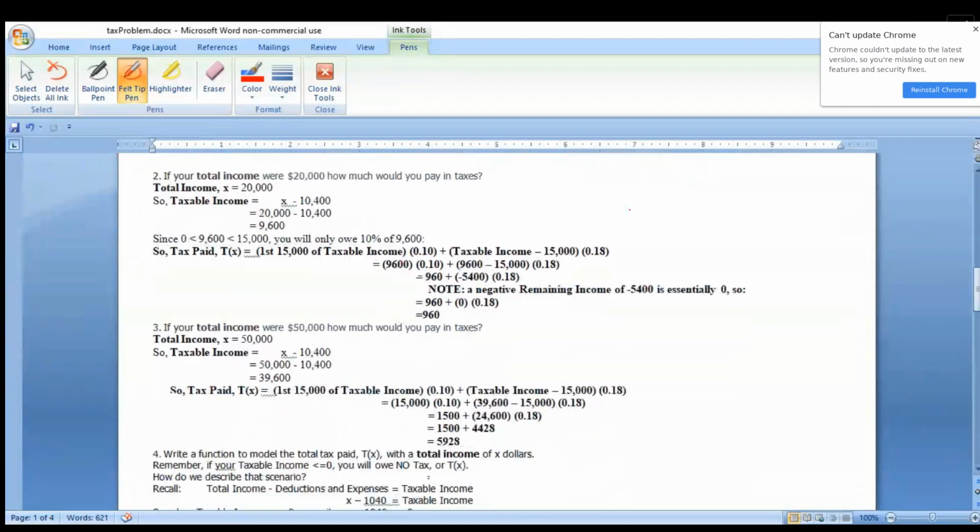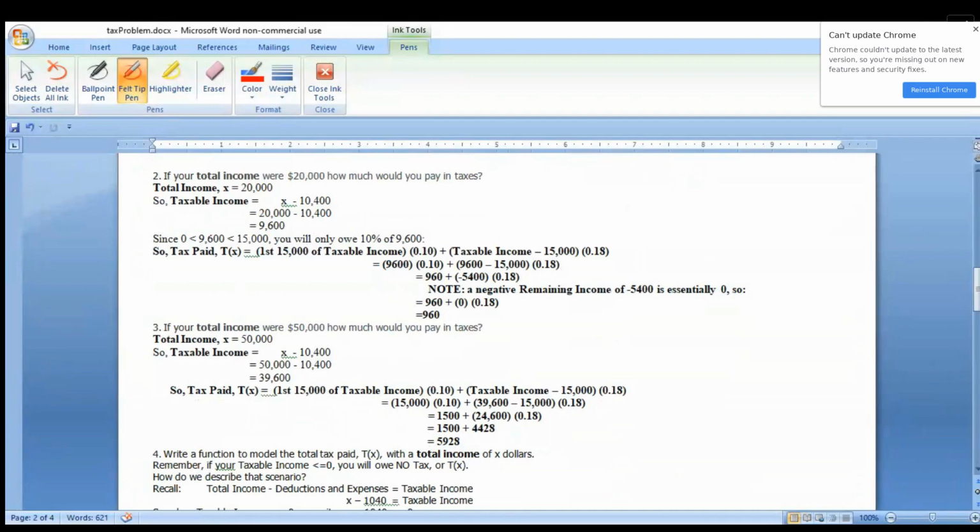So number 2, if your total income were 20,000, how much would you pay in taxes? Total income X is 20,000. So the taxable income is 20,000 minus 10,400, which is 9,600.